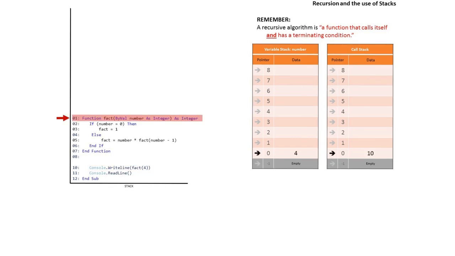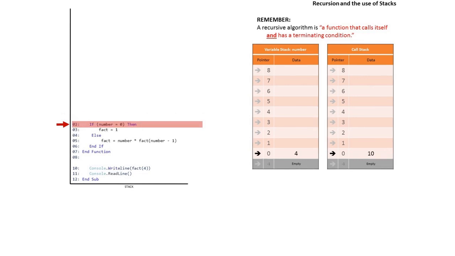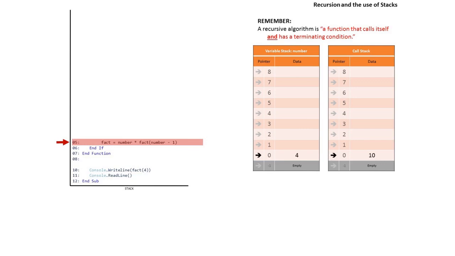When we do that, 4 goes into the stack as the number, the content of the number variable, and 10 has been pushed onto the call stack because that's the line we're going to have to return to when this function exits. Number's not equal to 0, so we skip to here, and now we hit a recursive function call. You can see here we are calling the function fact again, this time passing in number minus 1. Well, number minus 1 is 3.